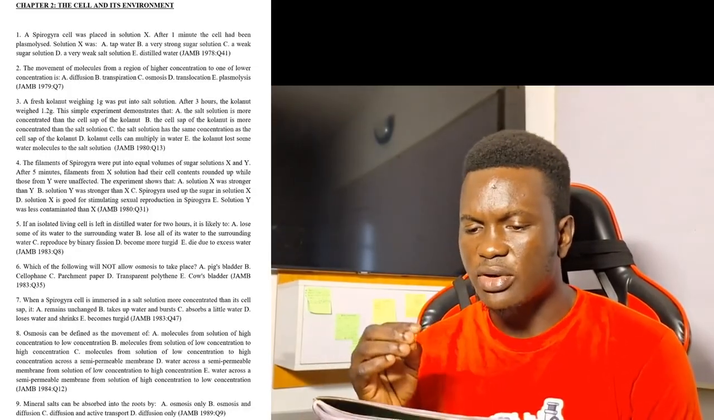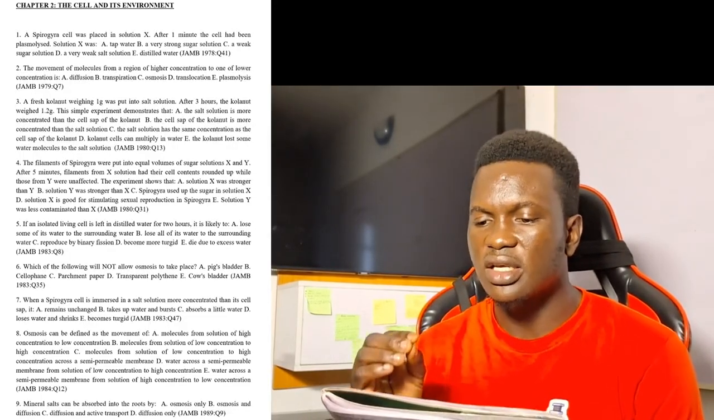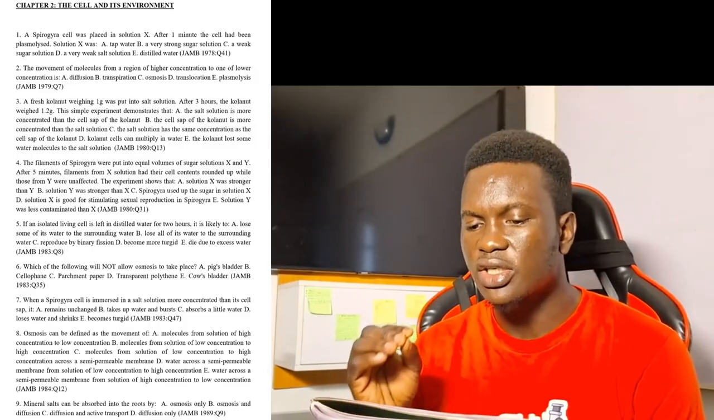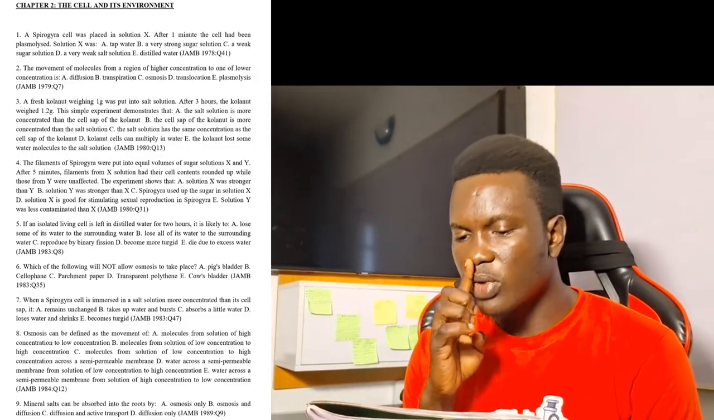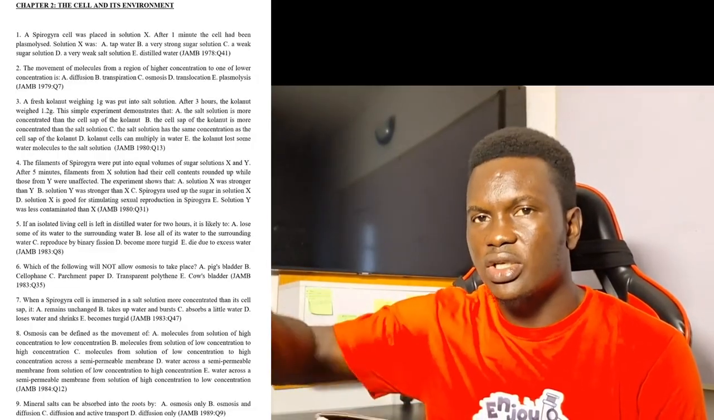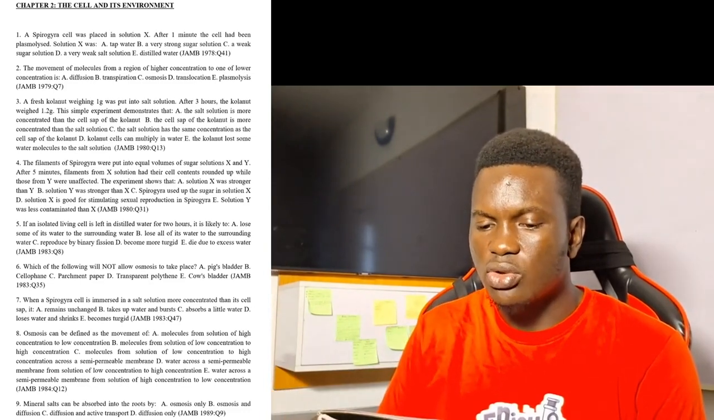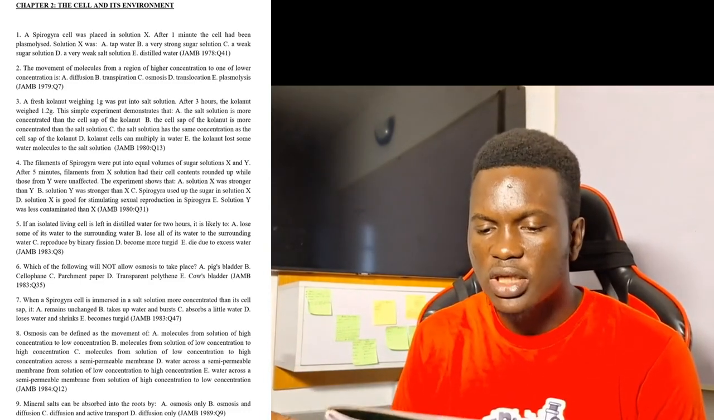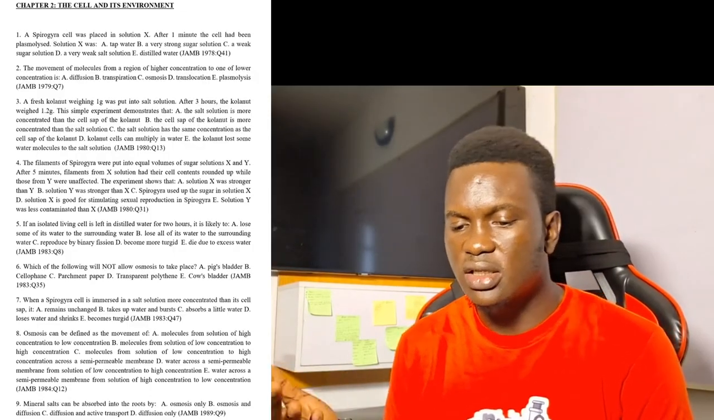Number 7, when a Spirogyra cell is immersed in a salt solution more concentrated than its cell sap, what will happen? It is placed in a salt solution that is more concentrated, and it's going to lose water. It's going to plasmolyze, so it will lose water and shrivel. So the answer is D.